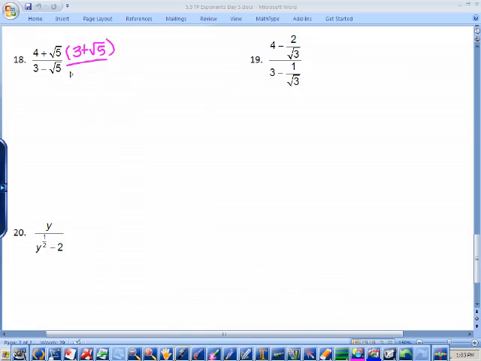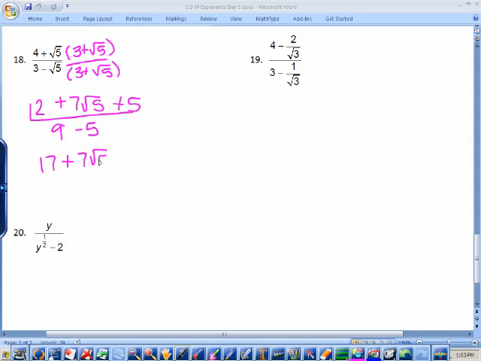So multiply top and bottom by 3 plus root 5. In your numerator, you should have gotten 12 plus 7 root 5 plus 5 over 9 minus 5, which gives you 17 plus 7 root 5 over 4. You could split this if you'd like. 17 fourths plus 7 root 5 over 4. Those are both the exact same level of simplified and correctness. Okay. Let's look at 19.